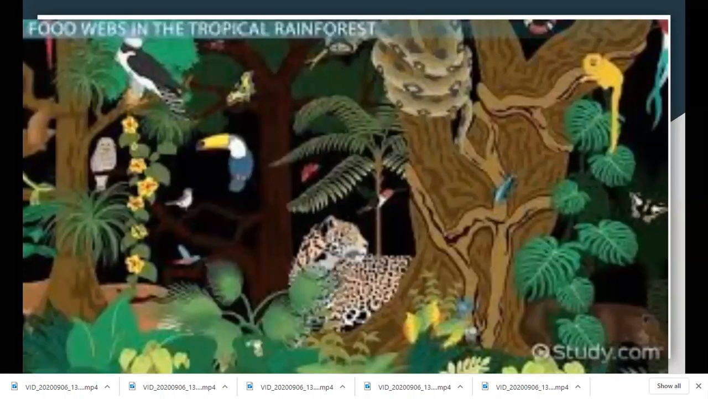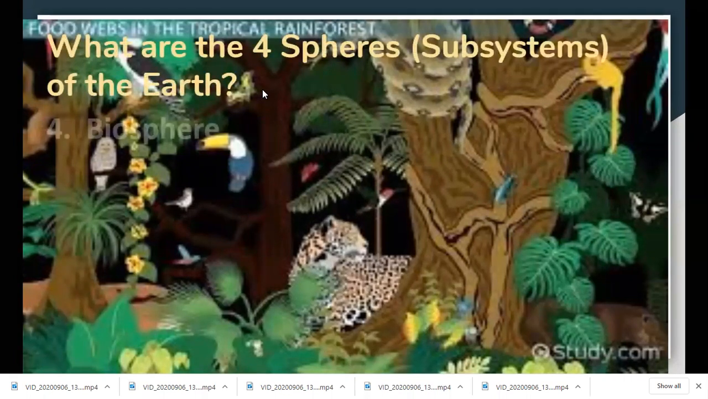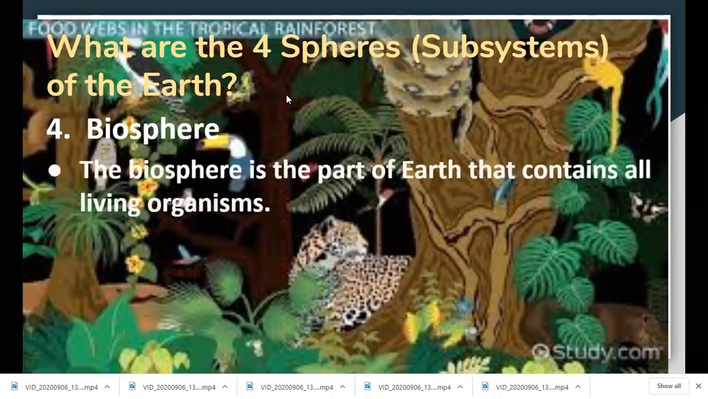Here's the fourth sphere. Can you tell what that one is? This is one we're going to talk about a lot more in 7th grade. This is the biosphere. Think of biology. It's the study of life. Bio meaning life. So the biosphere includes that part of the earth that contains all of the living organisms.